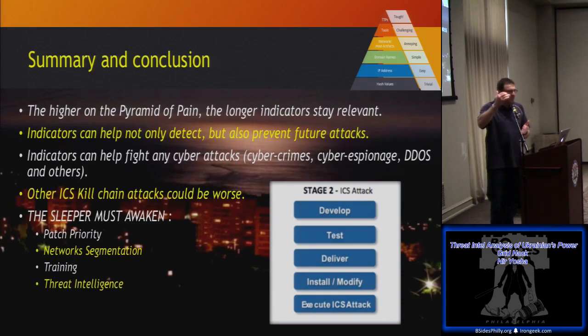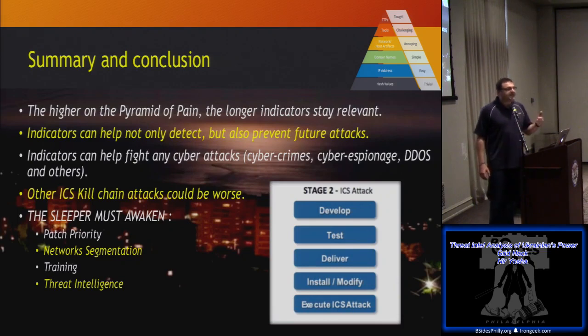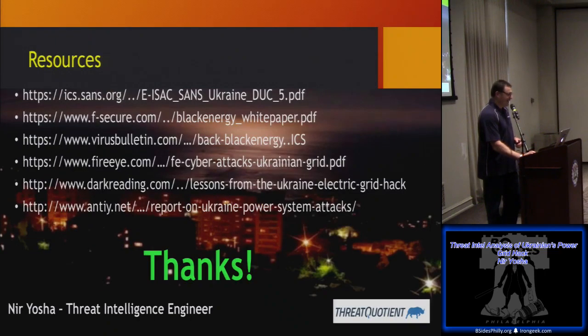So to summarize, we spoke about the pyramid of pain, and we said that the higher you go on the pyramid, the harder it is to provide countermeasures. We spoke about indicators in general and how those can help us identify the kill chain, and specifically in our case, the ICS kill chain. Like I always say, this is just one example in Ukraine. This can happen here. This can happen everywhere. And by the way, it can happen in any type of industry, right? Critical infrastructure is just an example. And so indicator investigation is part of a continuous process threat intelligence needs to have within each organization. And finally, make sure you implement those. The sleeper must awaken.